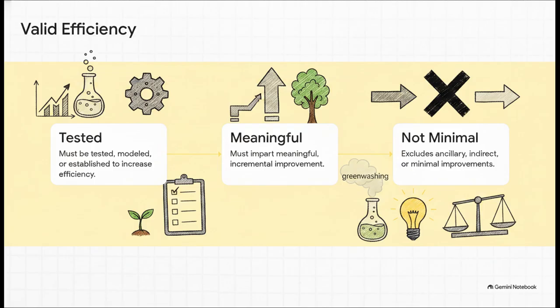Now, a company can't just guess or use some clever marketing to claim a product is efficient. They have to follow a very strict checklist to prove their product actually moves the needle. The standard dictates that the increase in efficiency must be explicitly tested or modeled. Furthermore, it has to be a meaningful, incremental improvement. A chemical company cannot claim this revenue slice for a conventional product that's just marginally lighter than the last generation. The standard strictly excludes ancillary or minimal improvements specifically to prevent greenwashing.